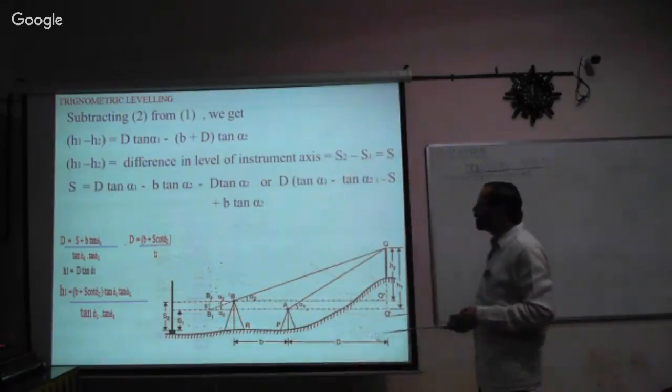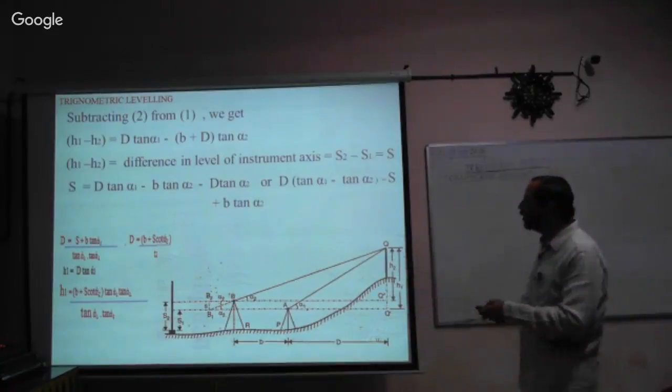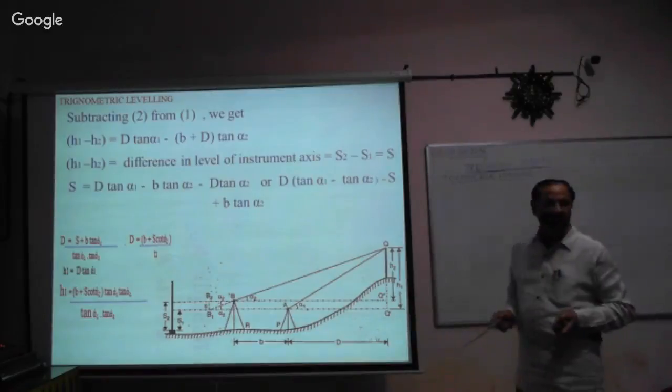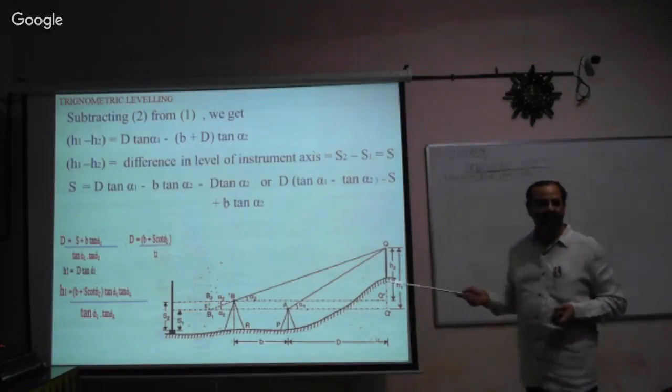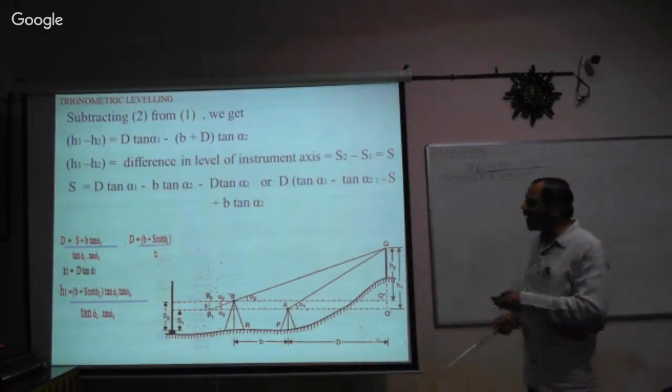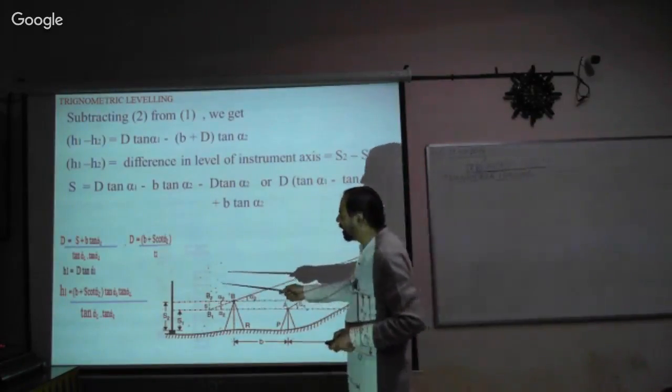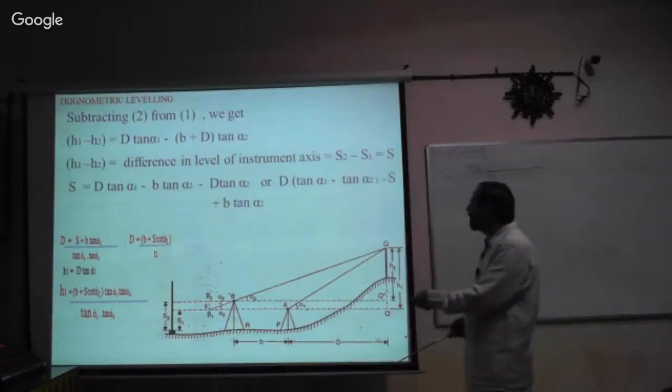D is equal to B plus S cot alpha 2 multiplied by tan alpha 2, divided by tan alpha 1 minus tan alpha 2. So this is what we are going to get. D is equal to. Okay.